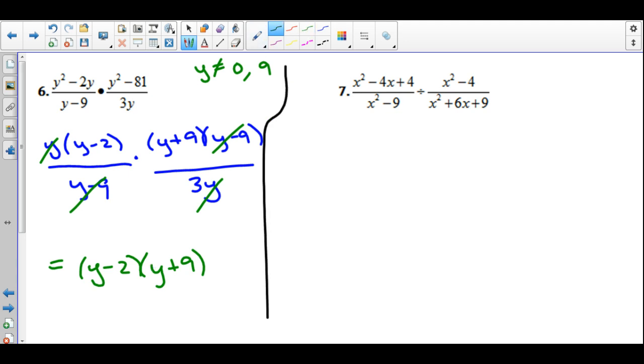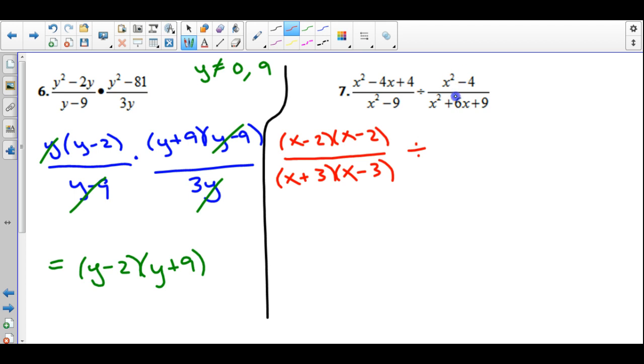So then, last one here is a division problem. So I'm still going to factor first and then find some restrictions. So we'll factor this numerator. Factors of positive 4 that add up to negative 4 would be x minus 2 times x minus 2. On the denominator, I have x squared minus 9, so it's a perfect square binomial. x plus 3 times x minus 3. Bring down the division. I have another perfect square binomial, so x plus 2, x minus 2. And then lastly, the factors of positive 9 that add up to positive 6 would be plus 3 and plus 3.